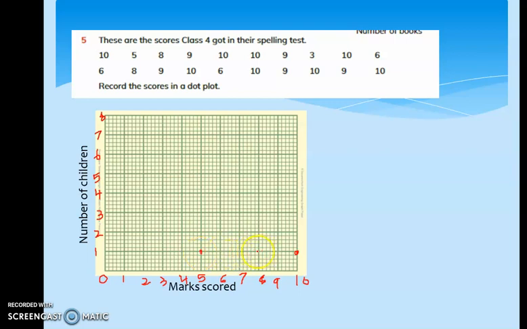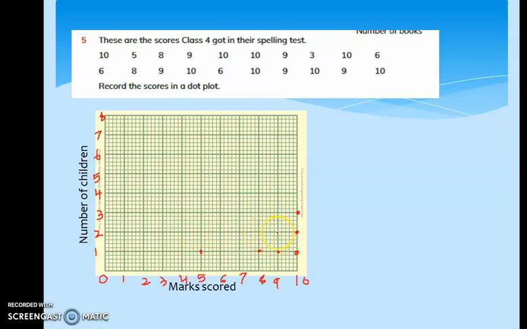Next is marks scored 8. So this is where the marks scored is 8, number of persons 1. Next score is 9. Now next score is 10. Marks scored 10. There's already one person who has scored, so one more. Number of persons 2. Now next score is again 10. So one more mark. So number of children is 3.